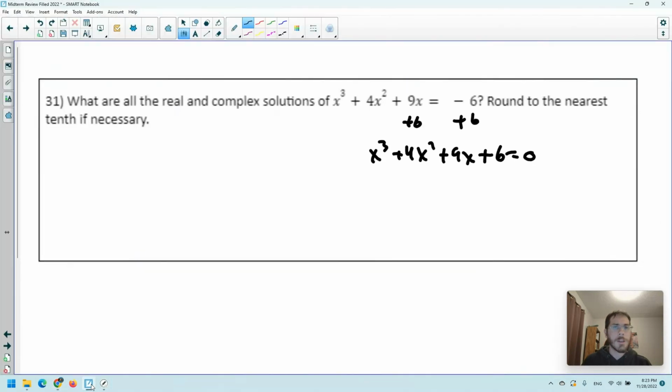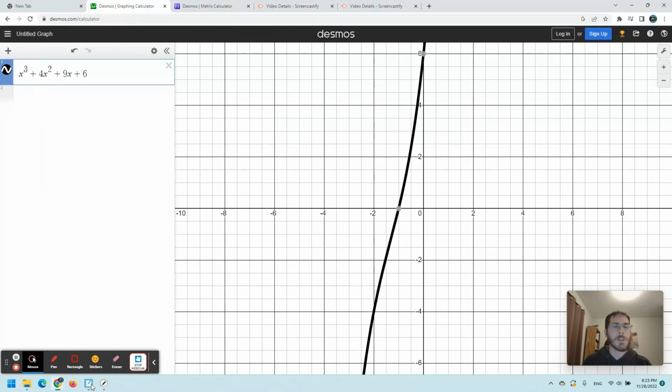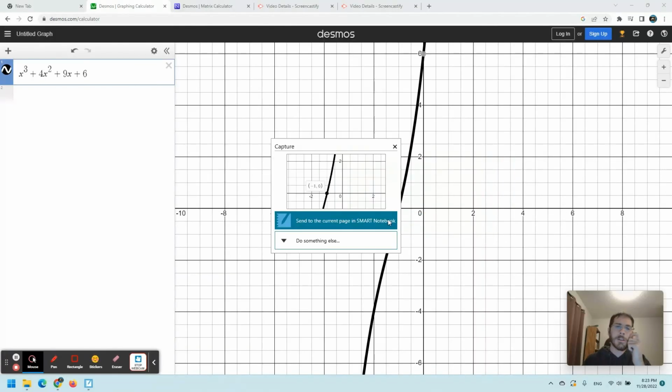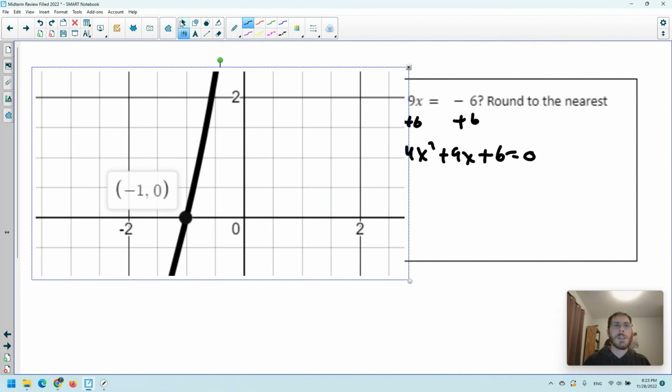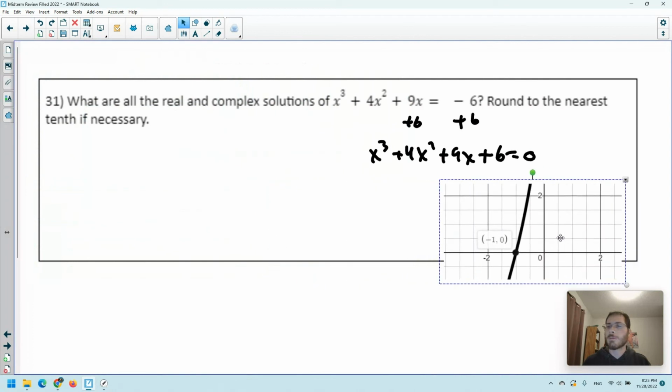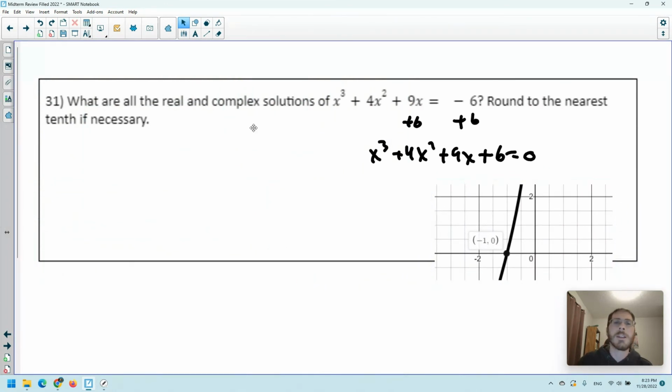Edit. X to the third, 4x plus 9. Okay, so we do have 1 right here. So that looks pretty good. I don't see any others. So since I don't see any others, that means that it probably is going to be a hybrid question. We did a little bit with the graph. Now we got to do a little bit by hand.